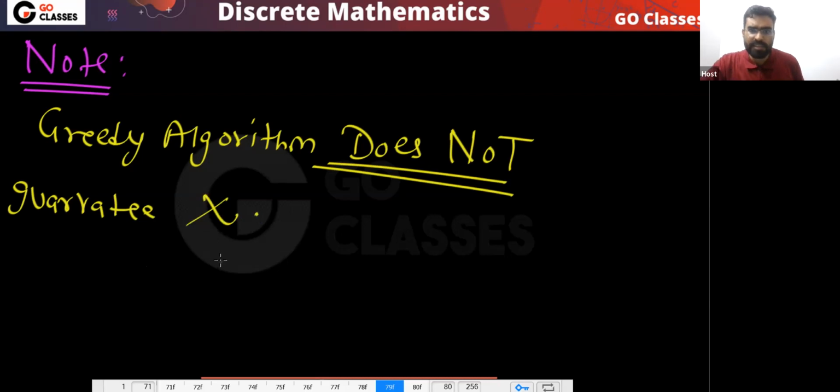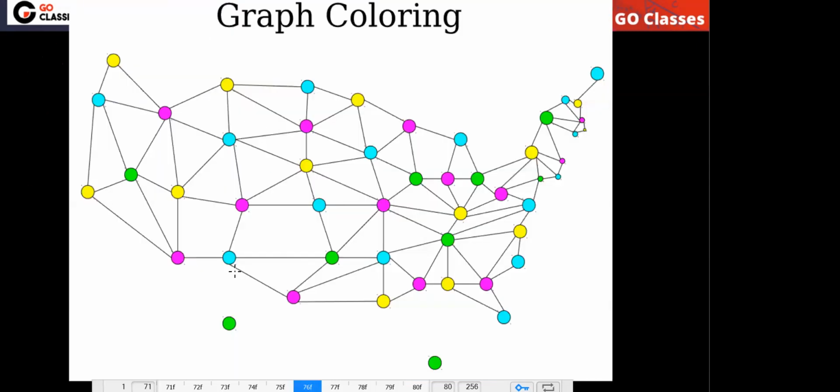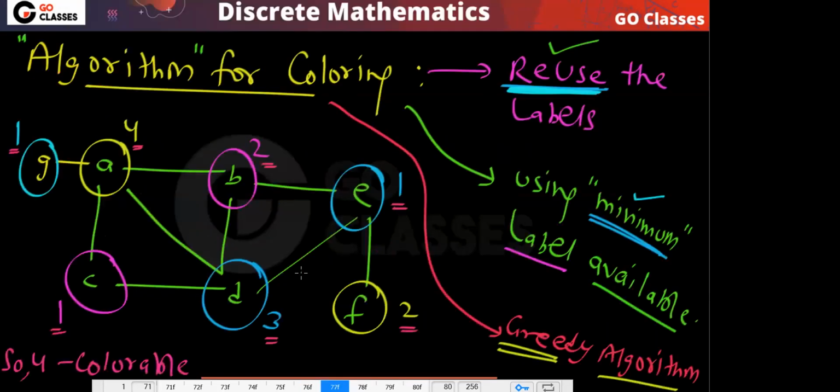Okay, but remember, this greedy algorithm basically says that your graph will be k colorable. It can only say this, but it does not guarantee minimum colors. For example, this is your graph, like the graph we have seen. I have colored this graph using the greedy algorithm. But how many colors did I get?